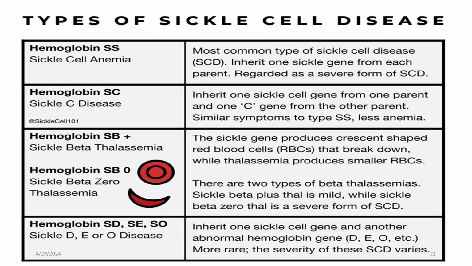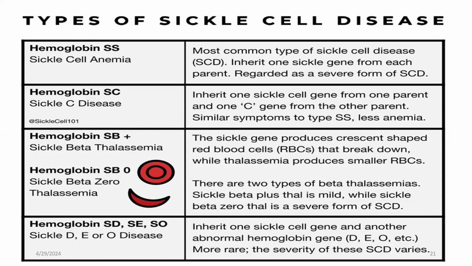Types of sickle cell disease. What are the types? Hemoglobin SS, sickle cell anemia, and hemoglobin SC, sickle cell disease. The most common type is hemoglobin SS, where one sickle gene is inherited from both parents, regarded as a severe form of SCD. In hemoglobin SC, one sickle cell gene is inherited from one parent and one C gene from the other parent, with similar symptoms to type SS but less anemia.